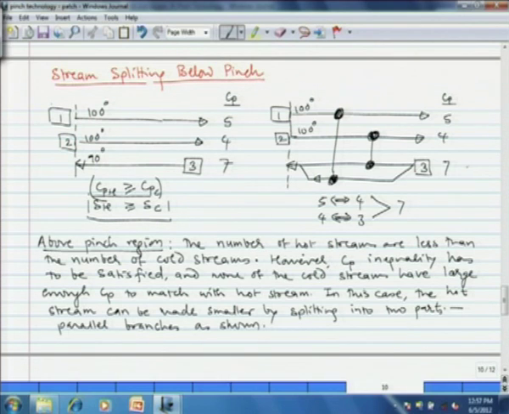Now, what we do is that we split the cold stream into 2 branches. The Cp of 7 is split into Cp 4 and Cp 3, and these two branches are matched with the 2 hot streams. The one with Cp equal to 4 is matched with stream 1 with Cp equal to 5, and the one with Cp equal to 3 is matched with stream 2 with Cp equal to 4. And therefore, we have the constraint of Cph greater than or equal to Cpc satisfied.